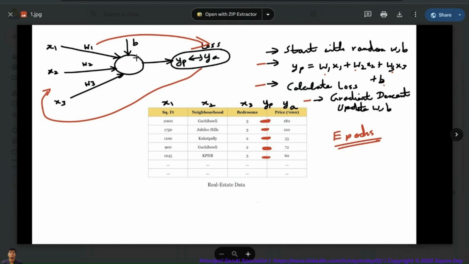And here it is a simple neuron. We are not even taking a neural network. We are taking an example of a simple neuron to explain the process of training. And then we will extend this to a bigger use case going forward.